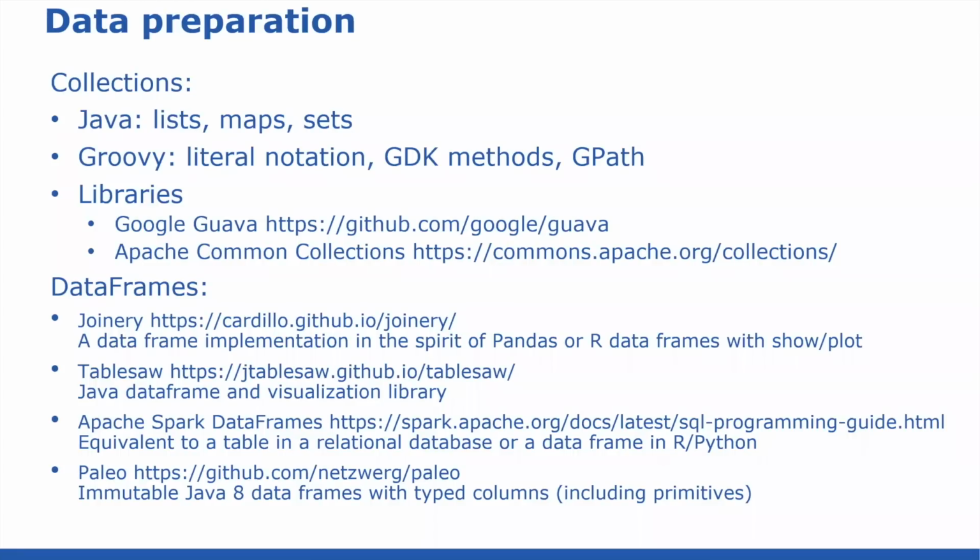And so there's a bunch of them around. Joinery, Tablesaw, Apache Spark has some data frames capabilities, and Paleo. Not sure how widely used that last one is, but the other ones certainly seem to be in widespread use and growing. I'm hoping that they spread. I'm hoping that we can find a way to make data frames a much more important part that spreads to a whole range of different parts of the JVM ecosystem. So fingers crossed that that's going to keep spreading.